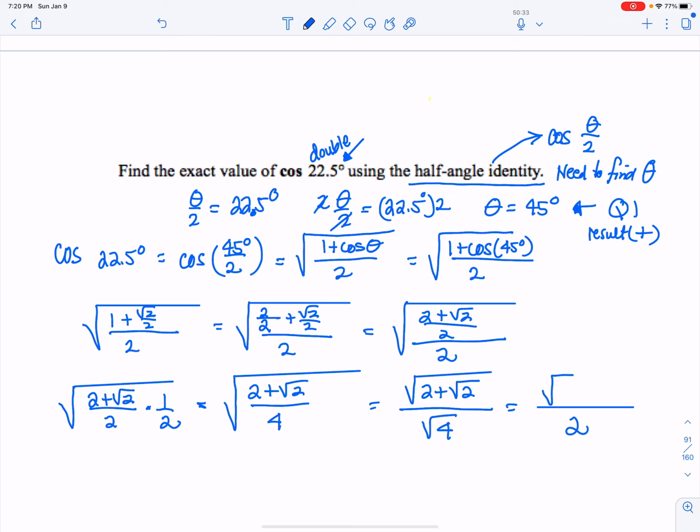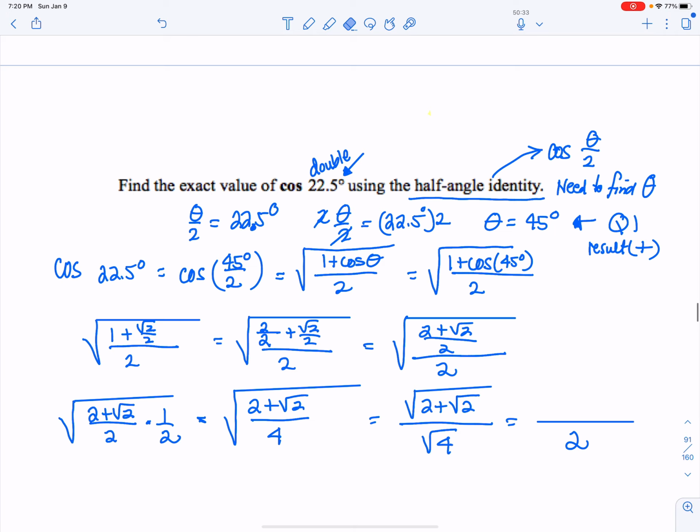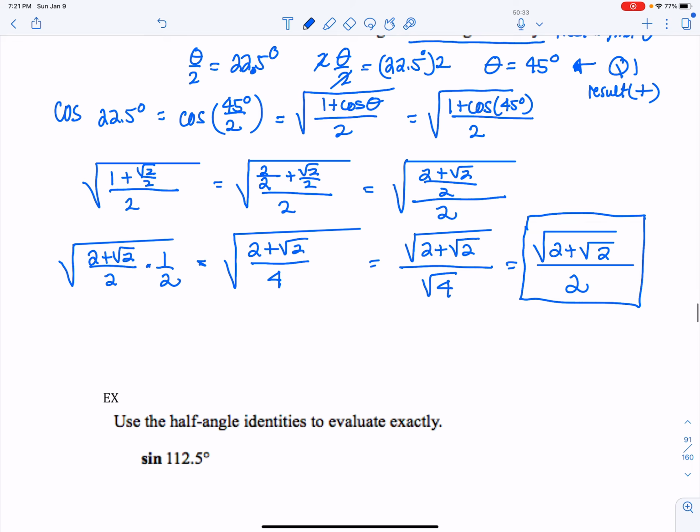So in the numerator I have square root of 2 plus the square root of 2 all over 2. So that is the answer, and I know it looks weird, but that's the answer for this example. So let's go ahead and move down to the next one.